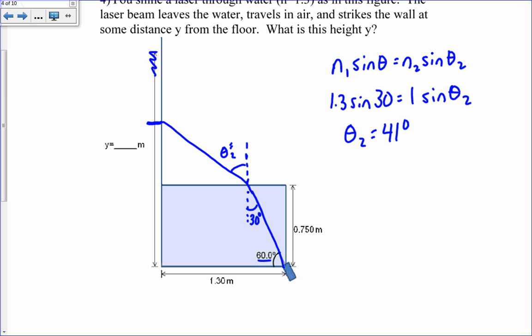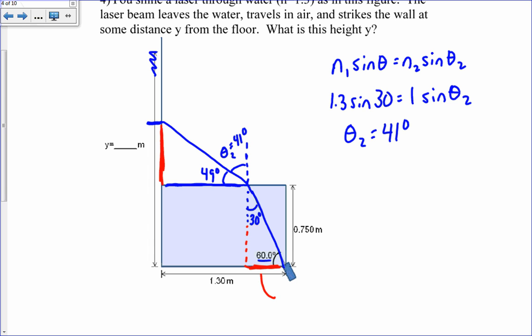All right, so this angle is 41 degrees. Now, I need to find out a couple of things. I really need to know this height. In order to find that, I'll need to know this angle, which I'm going to label. It's just 90 minus 41, so that's 49 degrees. And then I'll also need to know this side, so that I can use the tangent of 49 as opposite over adjacent to get this red side, which is labeled right here. So I need to find the adjacent side to that 49-degree angle. In order to find that, I need to find this side right here.